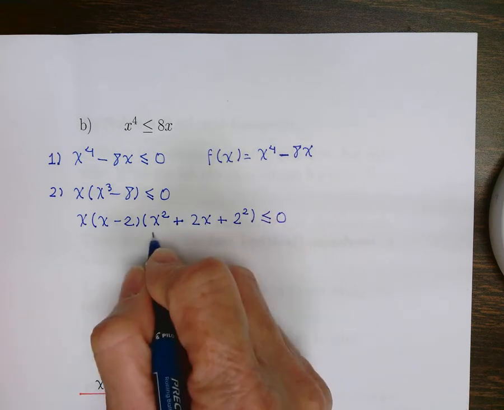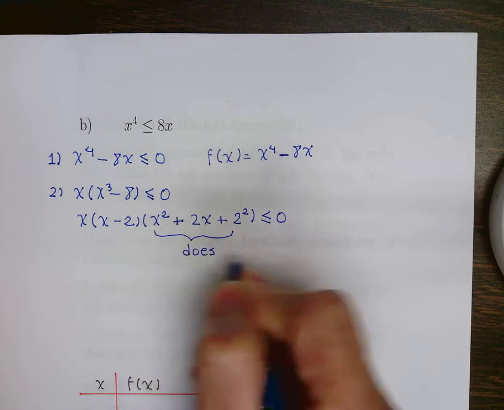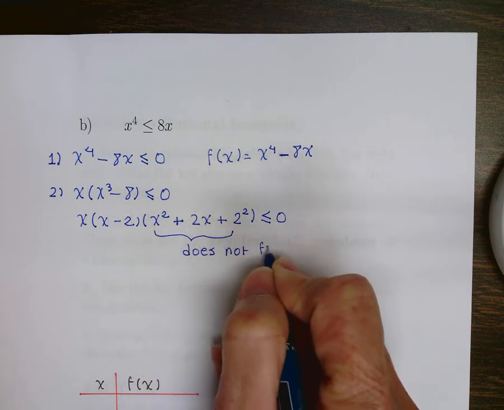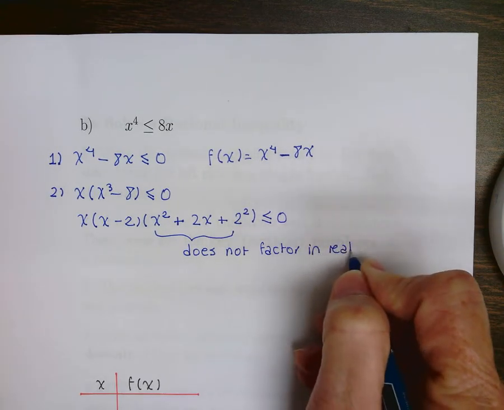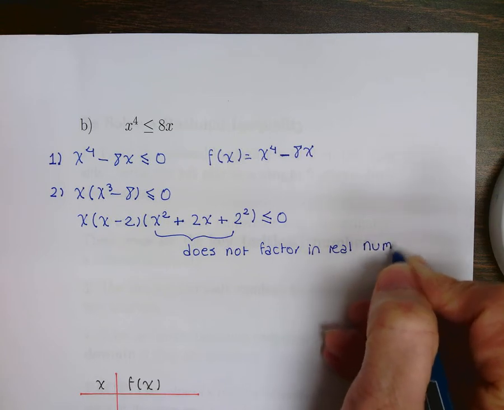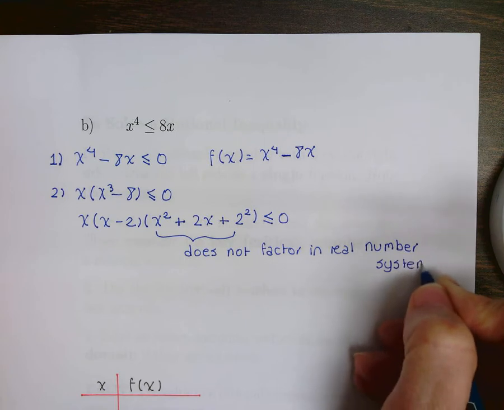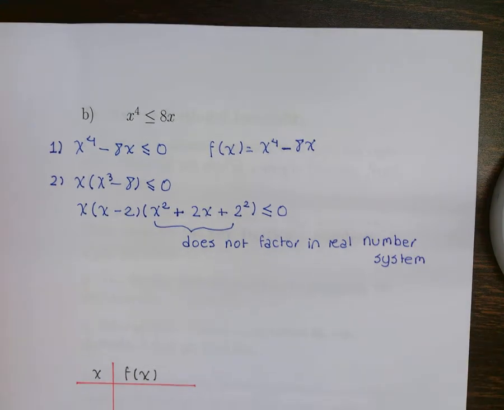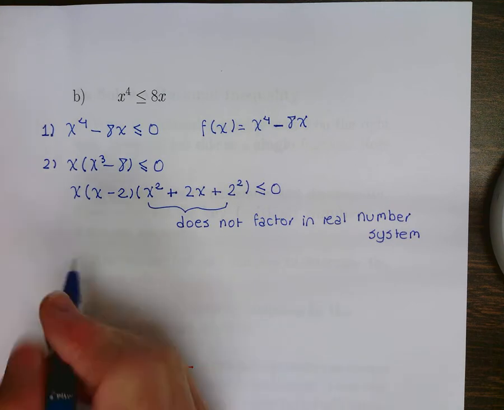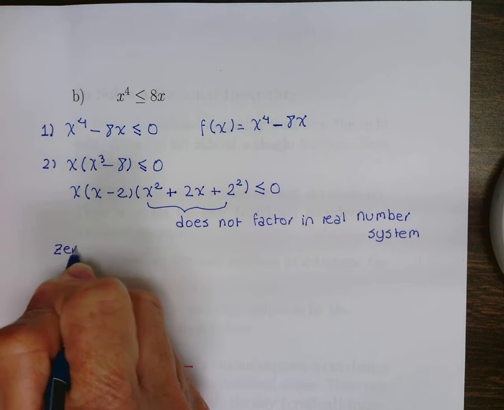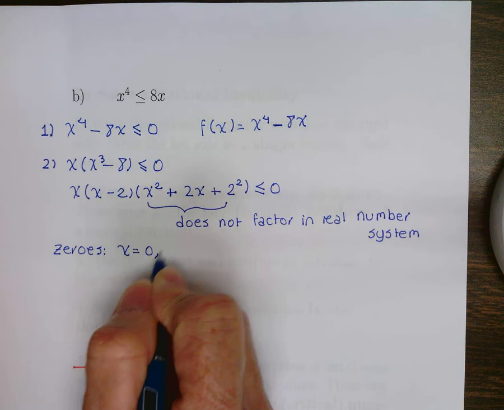Now we have seen earlier, if you go back in your notes, we talked about this. We said this does not factor in the real number system. And I should point out that we're dealing strictly with real numbers here. For one thing, complex numbers don't have order. We can't talk about a complex number being larger than another. So we're just dealing strictly with the real number system. And so our zeros are just going to be at x equals 0 and x equals 2.